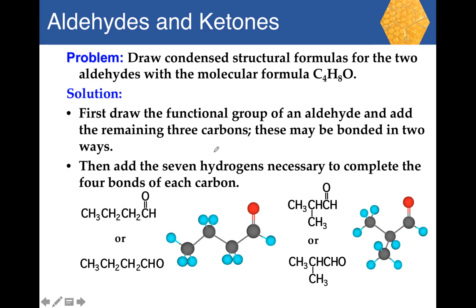So here is one possibility. We have carbon, carbon, carbon, carbon. So that makes 4 carbons. We have the aldehyde functionality here. So notice we have used up 1 hydrogen. So we have 7 that we need to bond back here to make sure that carbon has 4 bonds and oxygen has 2. Here are the 2 bonds.